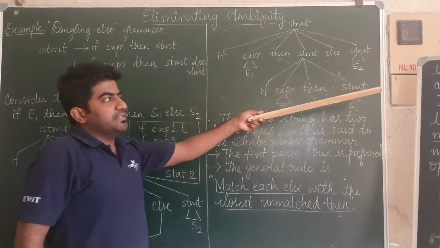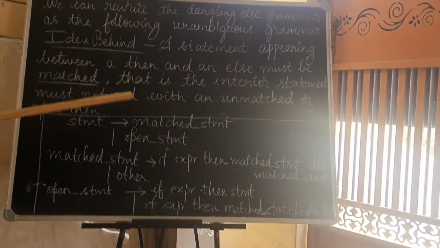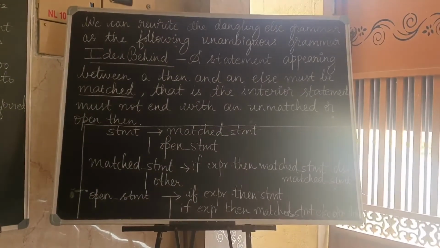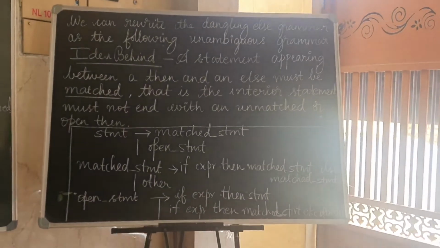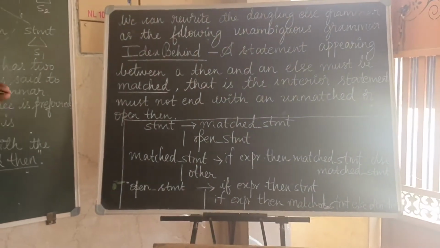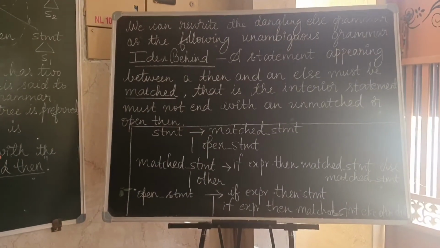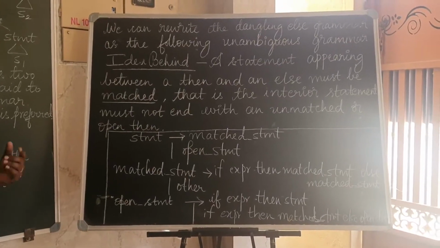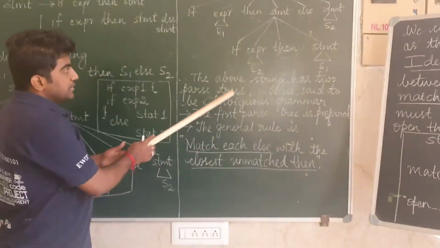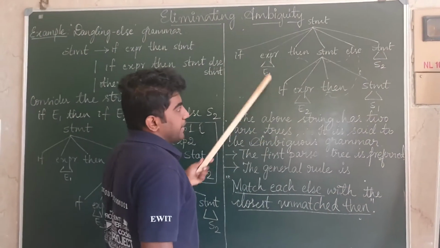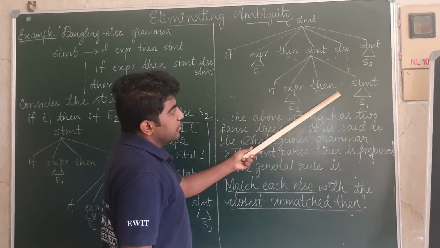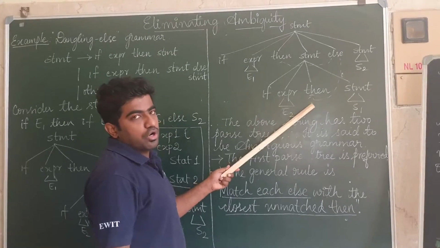Then we can rewrite this dangling else grammar as the following unambiguous grammar. Let us see the unambiguous grammar for the above considered grammar, the dangling else problem. What is the idea behind it? A statement appearing between a then and an else must be matched. That is, the interior statement must not end with an unmatched or open then, like this. See here, this is the interior statement. It does not have the matched pattern. That is, it has an open then. This should not be the case.